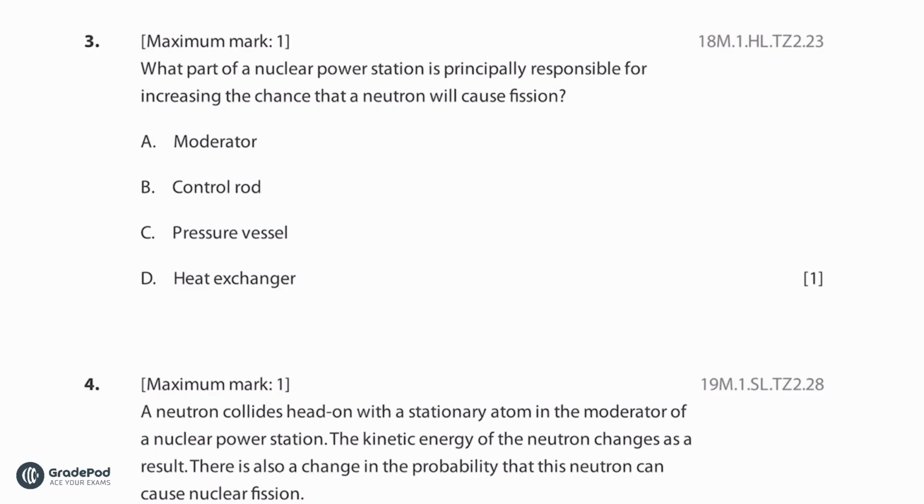Question 3. What part of a nuclear power station is principally responsible for increasing the chance that a neutron will cause fission? We have to assume that the neutron's already out there. And if the neutron's already out there, it needs to be slow to cause fission. Slowing a neutron down is the role of the moderator. So the answer is A.